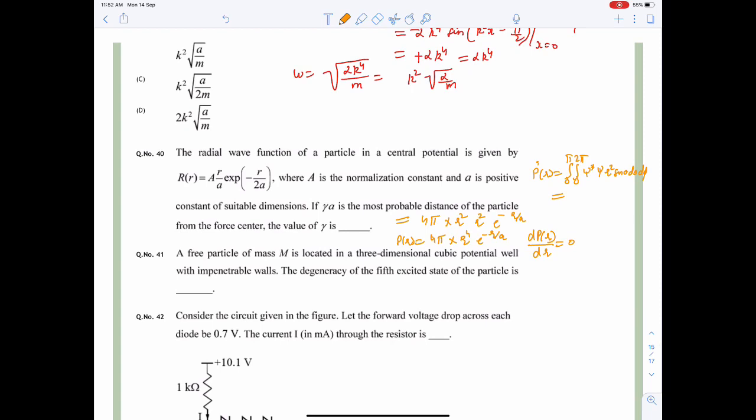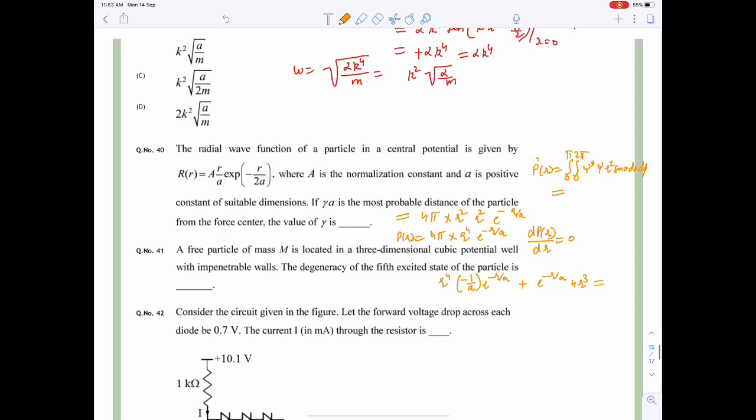Now we can perform this. I'm not writing the constant here. When I differentiate, r to the 4 times e to the minus r by a will become minus 1 by a e to the minus r by a, plus e to the minus r by a times 4r cube, equal to 0.